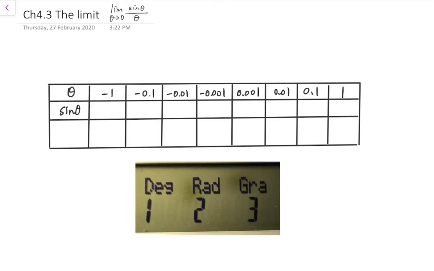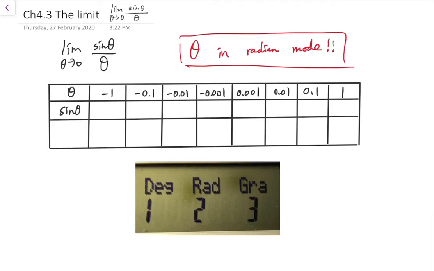Today we will learn chapter 4.3, the limit of sine theta over theta when theta tends to 0. So here when we are going to find this limit, first of all, please bear in mind theta must be in radian mode. Okay, because if not, the denominator will be in degree mode and this will be in radian mode, then it doesn't make sense. Okay, so we need to have both the numbers.